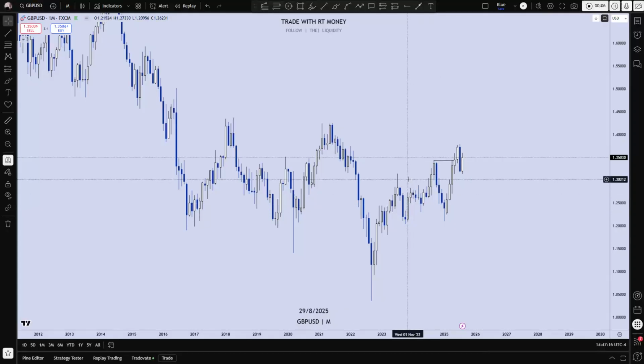We're looking at the pound USD, cable. First, let's take a look at the economic calendar. Monday, no red folders, a couple of bank holidays for the US and Canada.